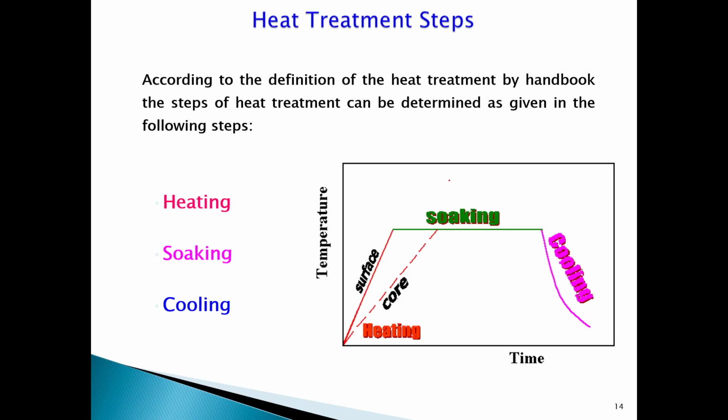We have three steps in the heat treatment process. First, we have to heat it, then soaking, then cooling. Soaking is where we keep it at a constant temperature. Then we have to cool it. These are the heat treatment steps.